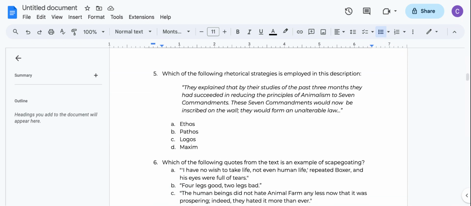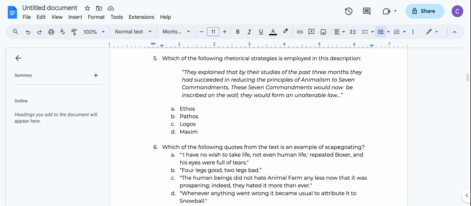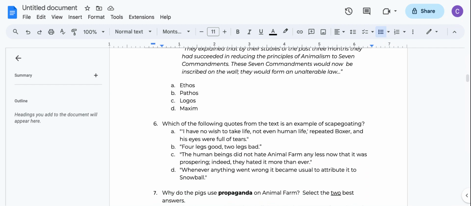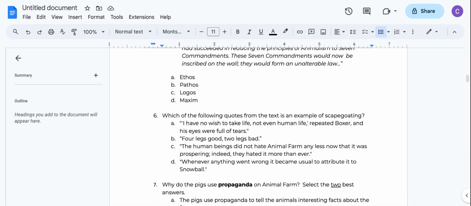5. Which of the following rhetorical strategies is employed in this description? They explained that through their studies of the past 3 months they had succeeded in reducing principles of animalism to 7 commandments. These 7 commandments would now be inscribed on the wall. They would form an unalterable law. A. Ethos. B. Pathos. C. Logos. Or D. Maxim.